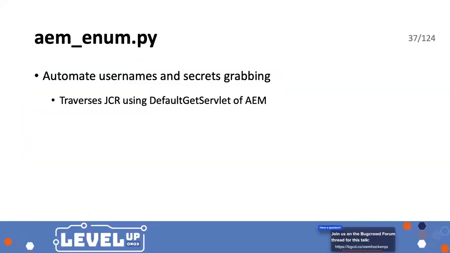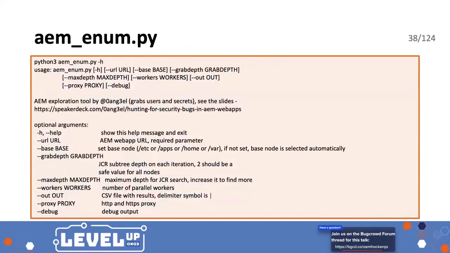The next tool is AEM Enum. It traverses GCR using the default GET servlet. It sniffs out usernames and secrets. Here is the help message for the tool. With the parameter base, you can specify the node to start traversing from. If you omit this parameter, the node is selected automatically.